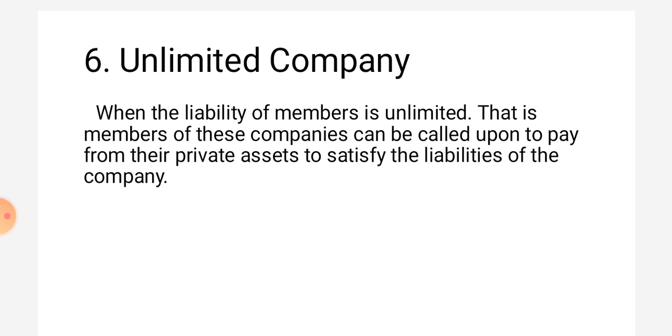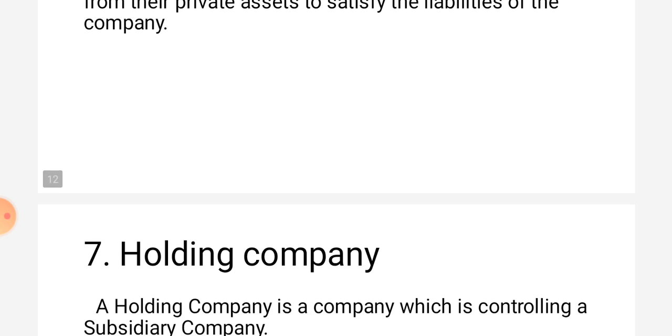Unlimited company means there is no limit for the liability of the members. That means in the case of company loss or at the time of winding up of the company, even personal assets of the members are also liable for the payment of debt of the company. So when the liability of members is unlimited, members of these companies can be called upon to pay from their private assets to satisfy the liabilities of the company. So these companies are called unlimited companies.